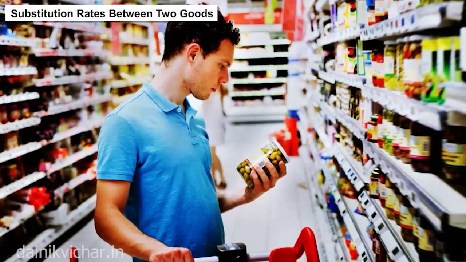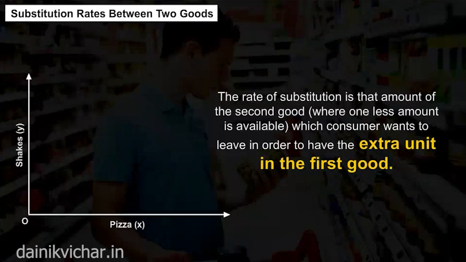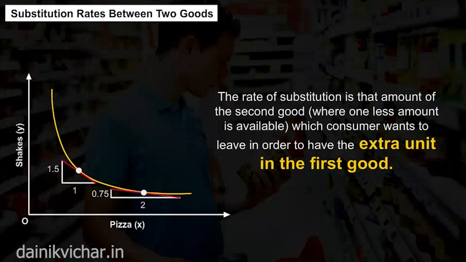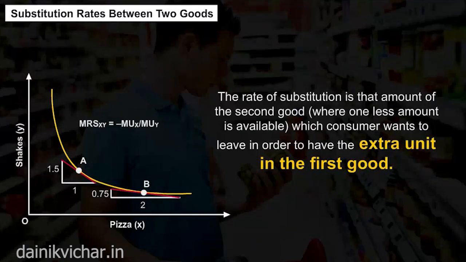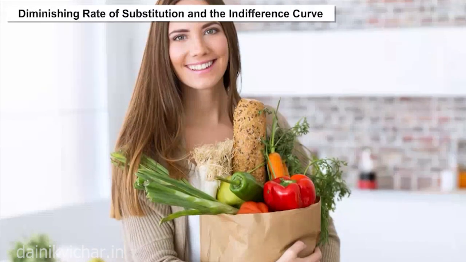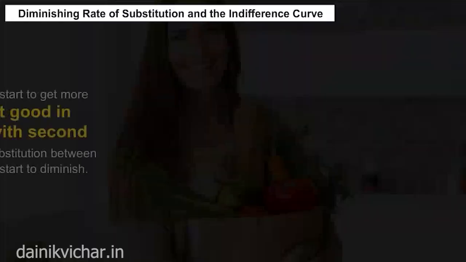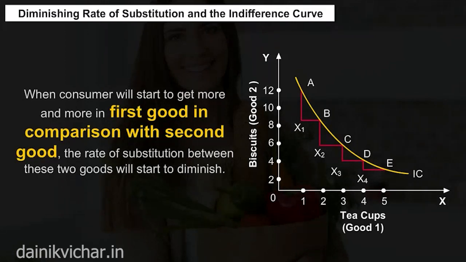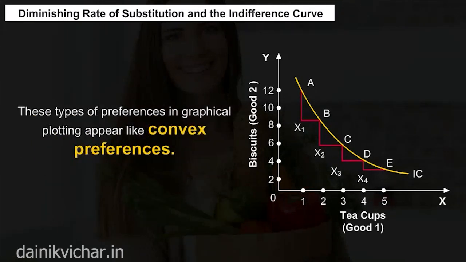Substitution rates between two goods. The rate of substitution is the amount of the second good that the consumer wants to give up in order to have an extra unit of the first good. Diminishing rate of substitution and the indifference curve. When the consumer starts to get more and more of the first good in comparison with the second good, the rate of substitution between these two goods will start to diminish. These types of preferences in graphical plotting appear as convex preferences.